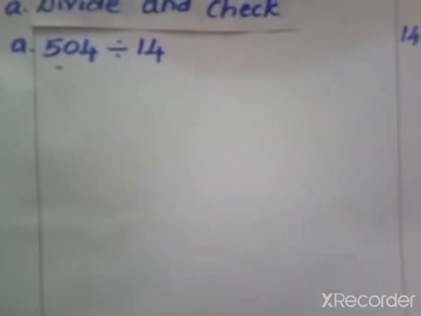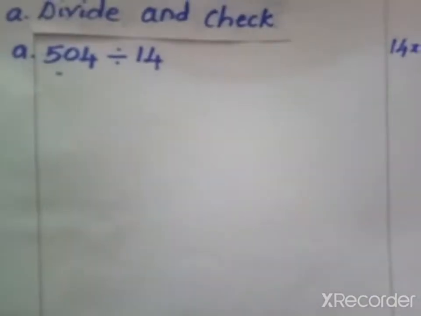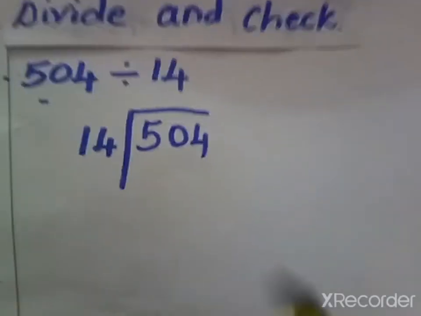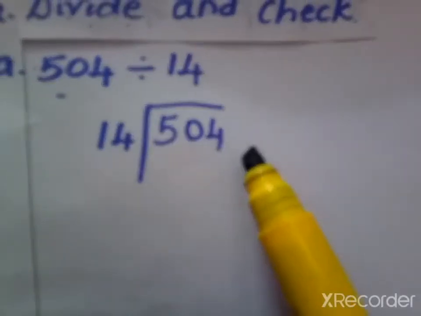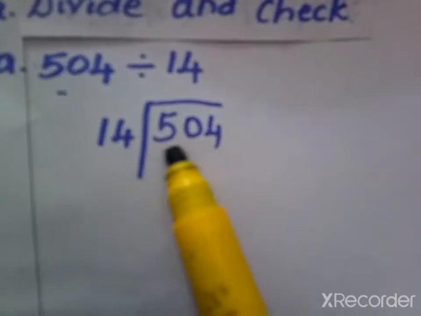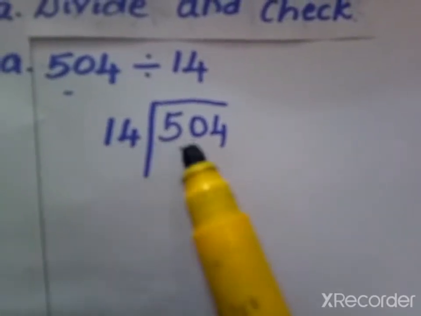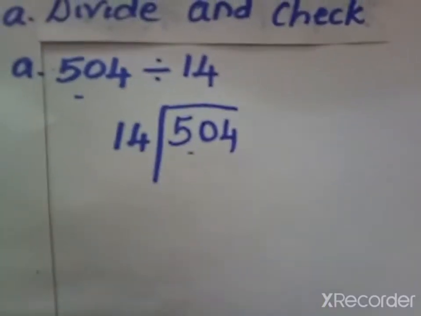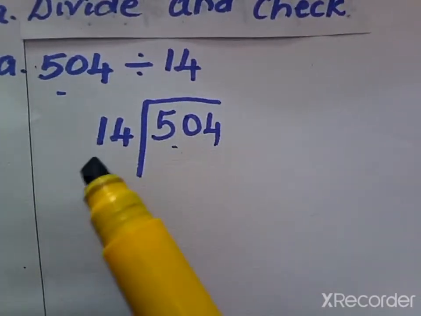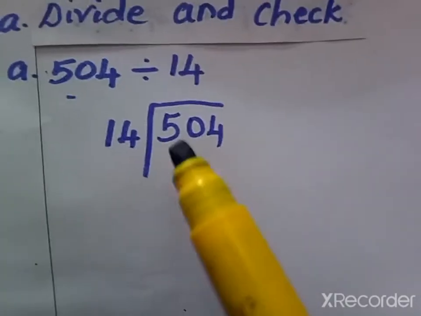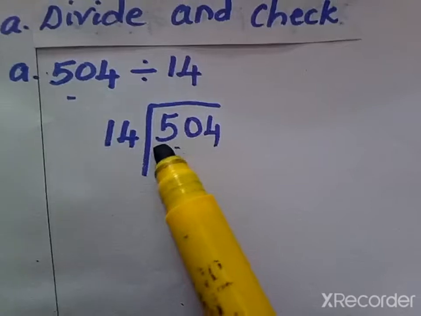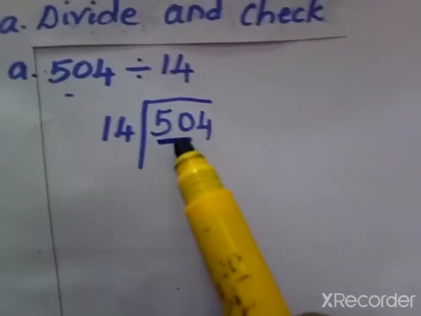So now let us start our division. So to divide, first we have to write like this. Now we have to divide by using the 14th table. So here look at the first digit, that is 5. So 5 is smaller than 14. So we cannot divide that. So we have to take the first two digits, that is 50.